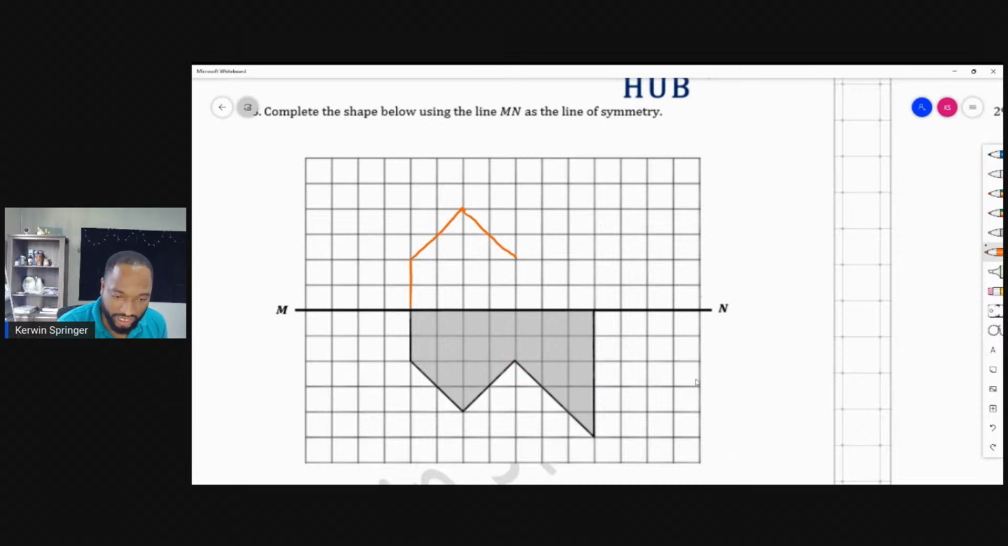You all seen it? Making sense? How many does it go down here? It goes down 1, 2, 3, 4, 5. So it should go back up here. 1, 2, 3, 4, 5. It should be a perfect reflection.